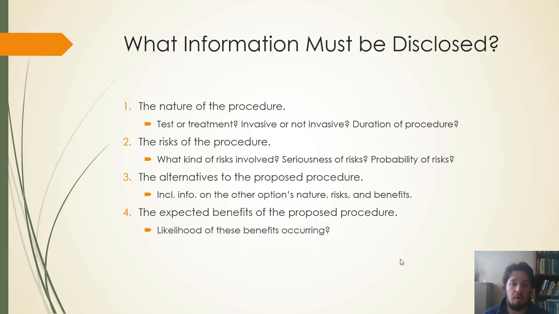What kinds of risks are involved? How serious are the risks? How probable are the risks? Etc. The third piece of information that needs to be disclosed are the alternatives to the proposed procedure. So the physician may say, we recommend procedure X, but here are some alternatives if you don't want to do procedure X, and look at the nature of those alternatives and the risks of those alternatives. And the fourth piece of information is the expected benefit of the proposed procedure. What is the likely outcome of the procedure? So this is the information that needs to be disclosed to the patient.